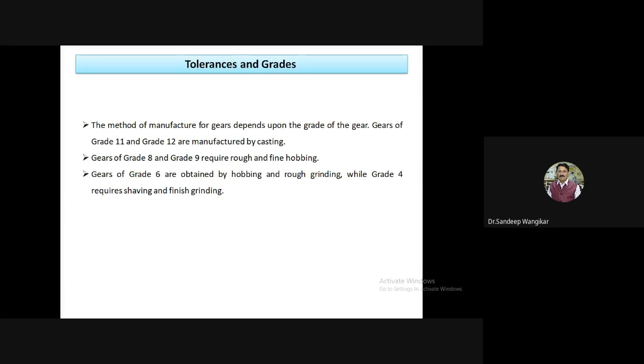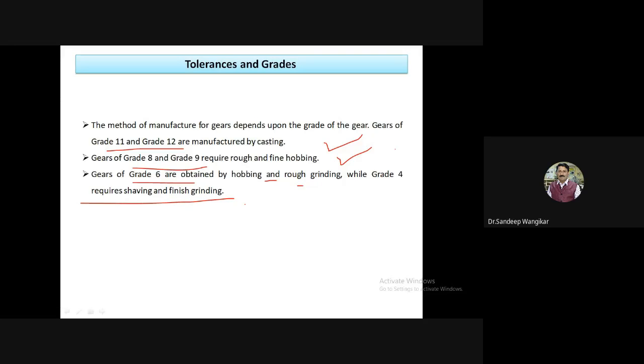Now there are 12 different grades. The method of manufacturing gears depends upon the grade. Grade 11 and 12 gears are manufactured by casting. Then grades 8 and 9 require rough and fine hobbing, depending upon the manufacturing process. Gears of grade 6 are obtained by hobbing and rough grinding. And grade 4 requires shaving and finishing operations.